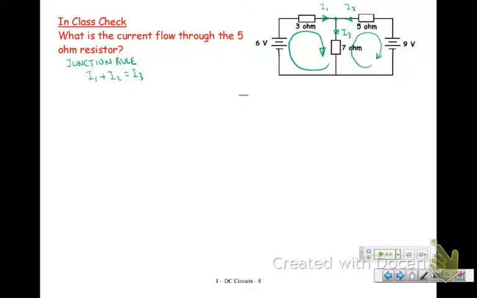Now look at your diagram. How many unknowns do I have? How many? It's 3, isn't it? So let me finish. Then how many equations do I need? 3 equations.